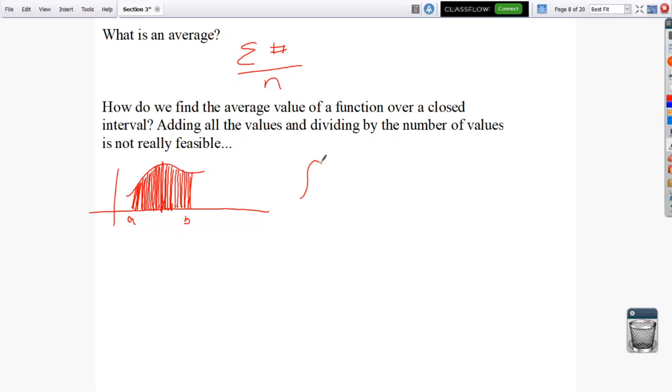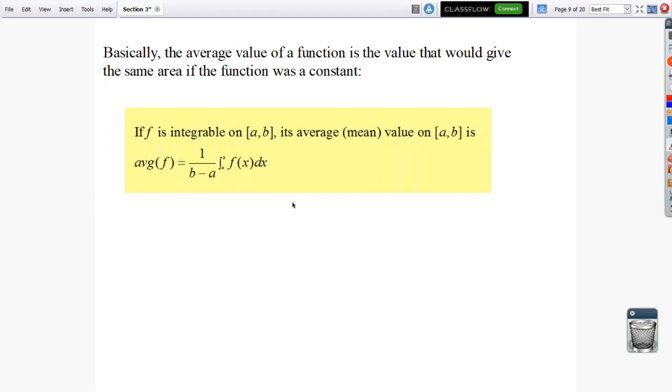So our average in this case is going to be the integral from a to b of our function, and we need to divide by the numbers that we have, and that's just going to be the length of the interval. So that's how we're going to find our average: 1 over b minus a times the integral from a to b of f of x dx. Basically, it's taking that area and flattening it out to some value that we would call the average.